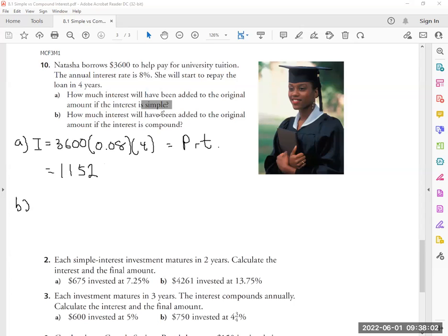All right. For B, how much interest will be added to the original if the interest is compound? So compound, highlighting that word. If you see that word anywhere, you know that the formula is going to be our exponential growth formula. The final amount is 3,600 times 1 plus 0.08, and that happens for 4 years. Work that out for me. I'll do it as well to confirm. I think I got it.